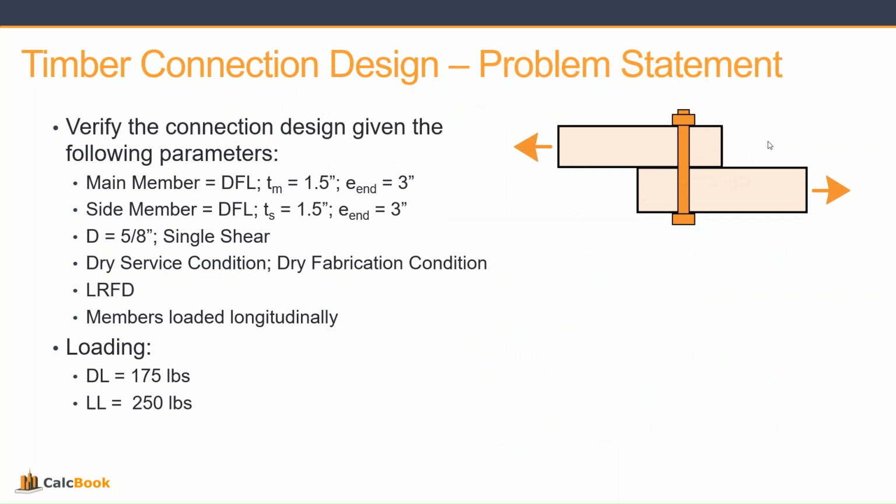These members are loaded longitudinally. As these boards try to pull apart from each other, they are going to be bearing towards the end of each board. So as this member tries to go to the left, we're bearing internally on the inside surface here, which pushes towards the end of the member, and vice versa on this other one. That comes into play in some of the equations when we get into it. We have a loading of 175 pounds dead and 250 pounds live. So let's open up CalcBook and get started on the design.